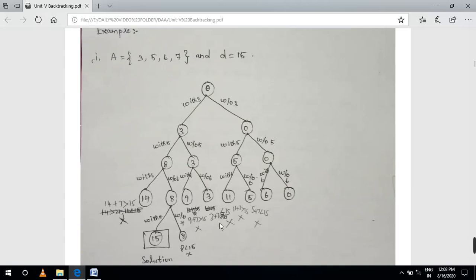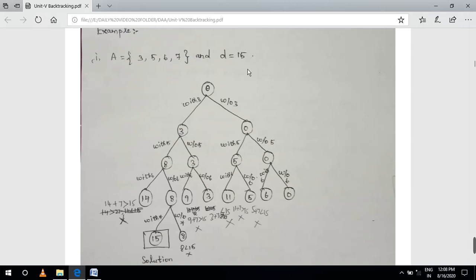7 plus 3, total 10, less than 15, is not a solution. With 7 means 10, without 7 means the same, 3 less than 15 is not a solution. Next you just go for 11. For 11 you consider with 7 and without 7. So 11 plus 7 is 18, greater than 15, is not a solution.